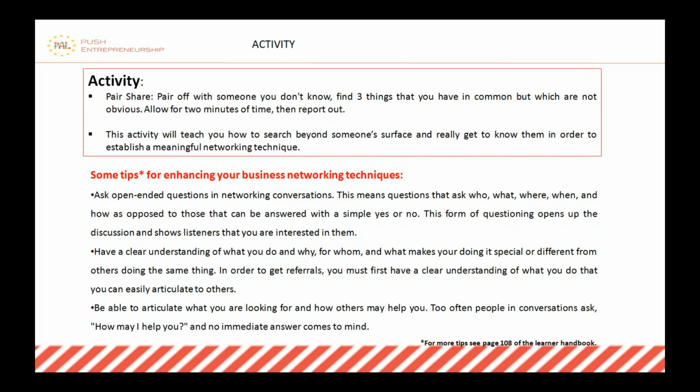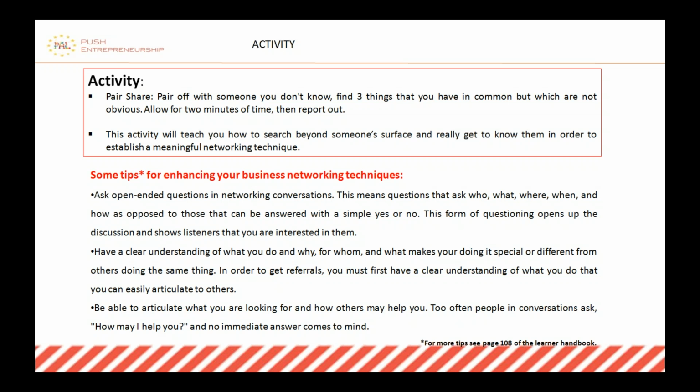Now that we know about the potential that networking has in branding, let's put our networking skills into practice with the following activity. Pair off with someone you don't know and find three things that you have in common with them and which are not obvious. This activity will teach you how to search beyond someone's surface and really get to know them in order to establish a meaningful networking technique.